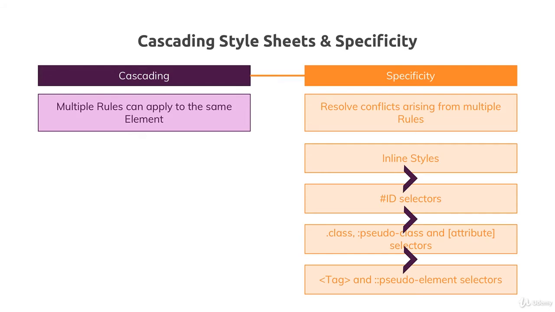Now, there are more rules connected to specificity, some advanced things connected to inheritance, which we haven't looked at yet. But these rules here are important to keep in mind. Tag selectors have the lowest specificity, inline styles have the highest. Now, this doesn't mean that you should always use inline styles.